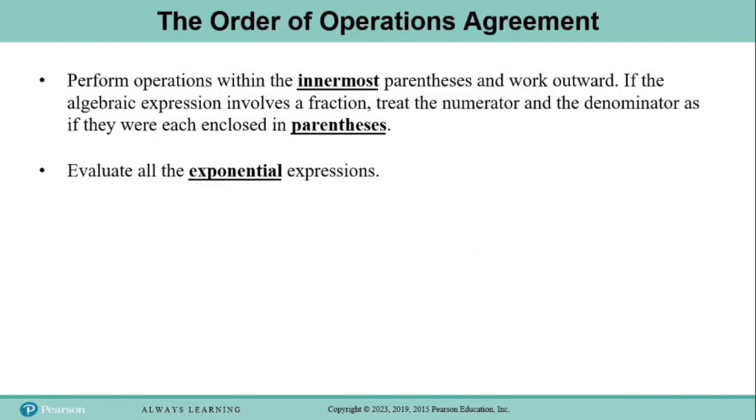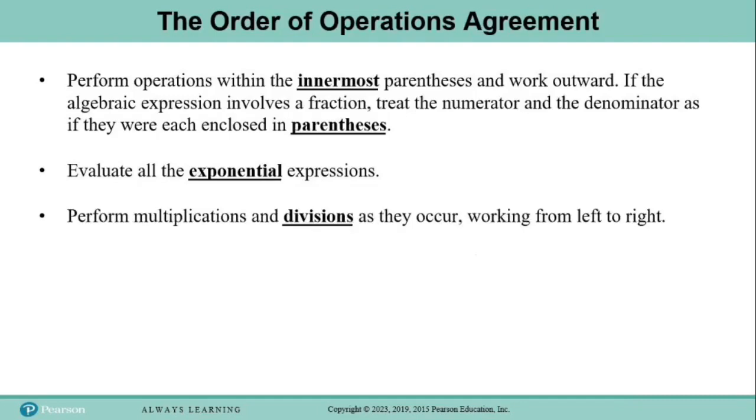After you've done all the operations you can inside any grouping symbols that you have, the next thing will be to evaluate all of the exponential expressions, and then you will perform multiplication and division as they occur in order from left to right. Now this is a common place where people get mixed up, because if you look at the PEMDAS acronym, you know that the M comes before the D, and so a lot of people get the mistaken idea that you do all the multiplication and then you do all the division, but that is incorrect. Multiplication and division are equal in importance, and so it's kind of a tie as to which one gets to go first, and therefore we just take them as they come in order from left to right.